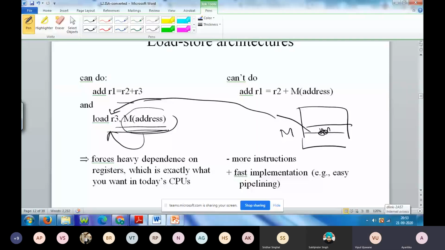Here, M is the address. When you are mentioning this type of instruction, load R3, R3 is also a register address, and M is also an address. You are just fetching the value. When you are operating, you are operating on the values they are holding.